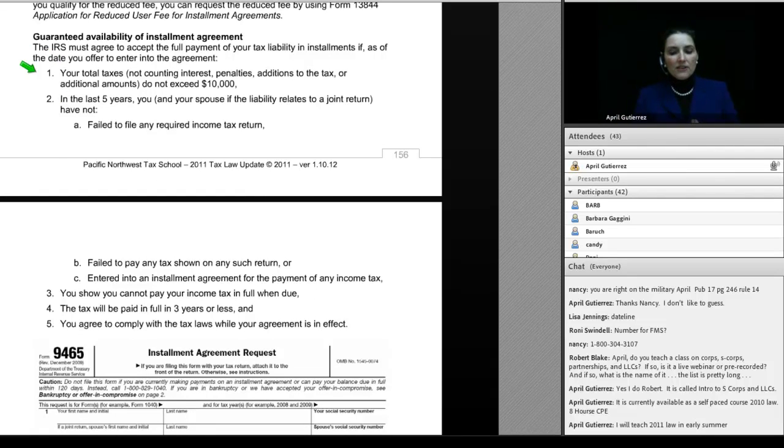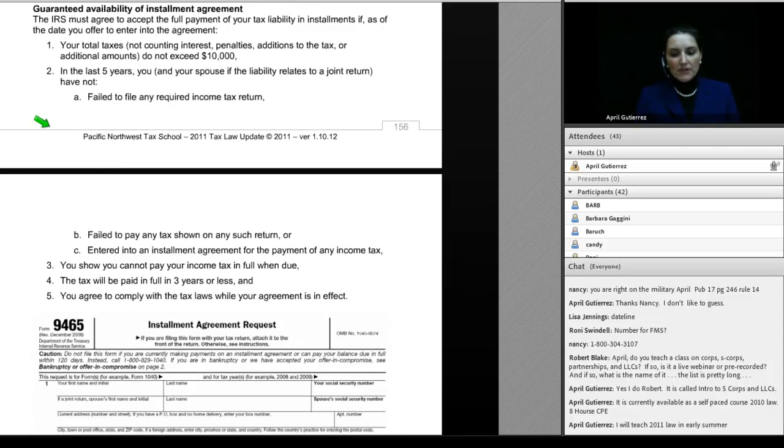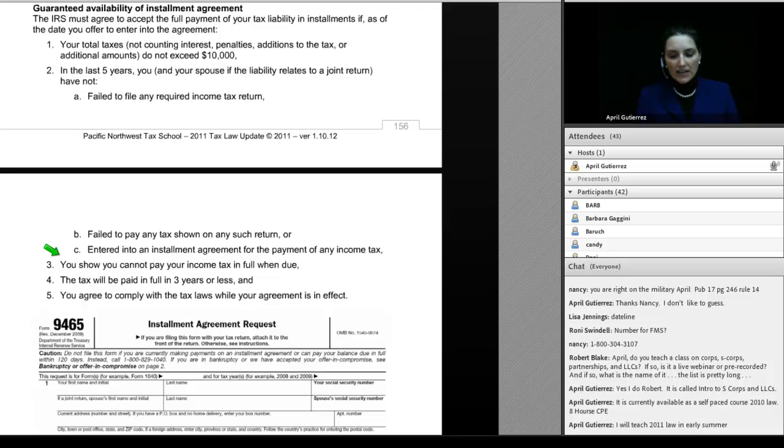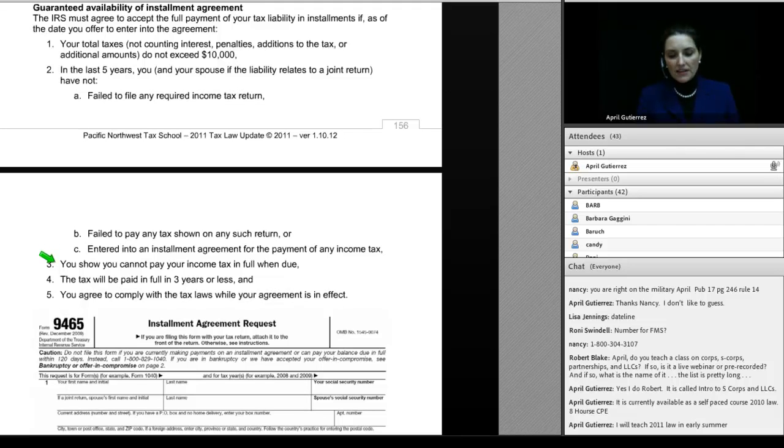The IRS guarantees that an installment agreement will be available to most individuals who owe $10,000 or less, as long as for the last 5-year period you have not failed to file any required tax return, failed to pay the tax on any such tax return, or entered into an installment agreement for the payment of any tax. So essentially the IRS says if you haven't filed for the past few years or you owe more than $10,000, it's not automatic.